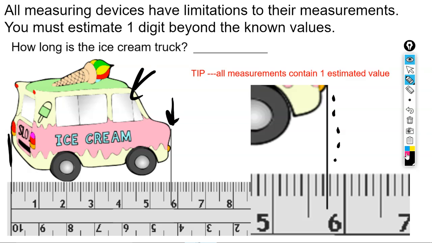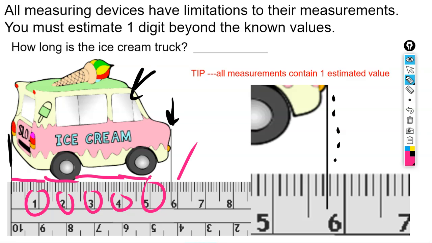We know for sure that this ice cream truck is one. We're reading from left to right here. We know for sure that it's two, three, four, five. We know that it's not quite six. So the first number we're going to write down is five. We know for sure that's five.